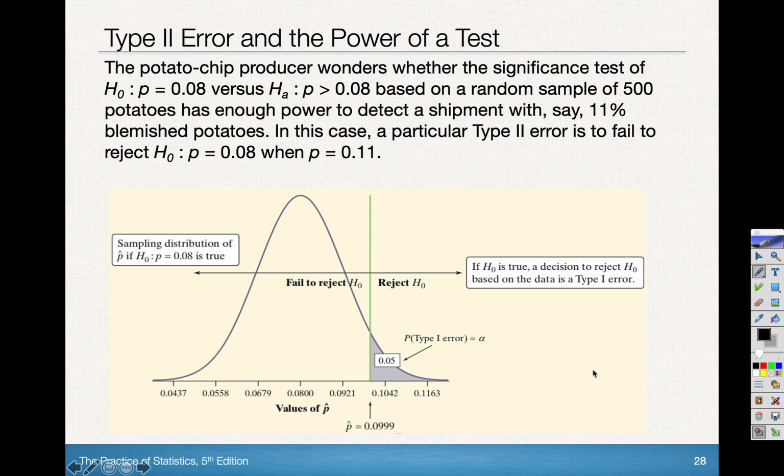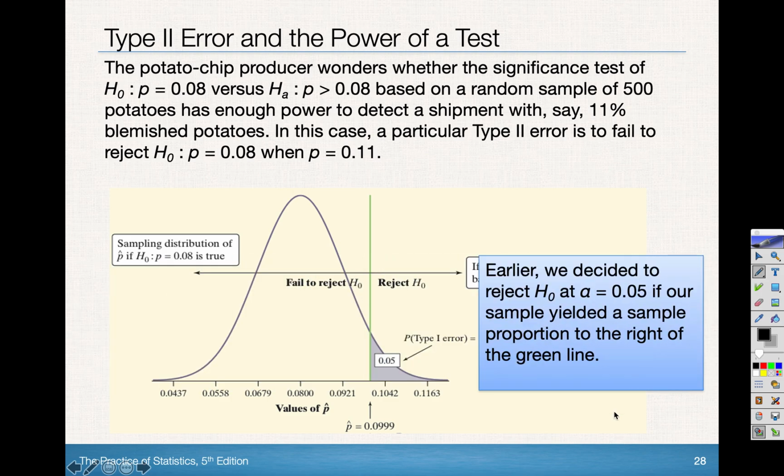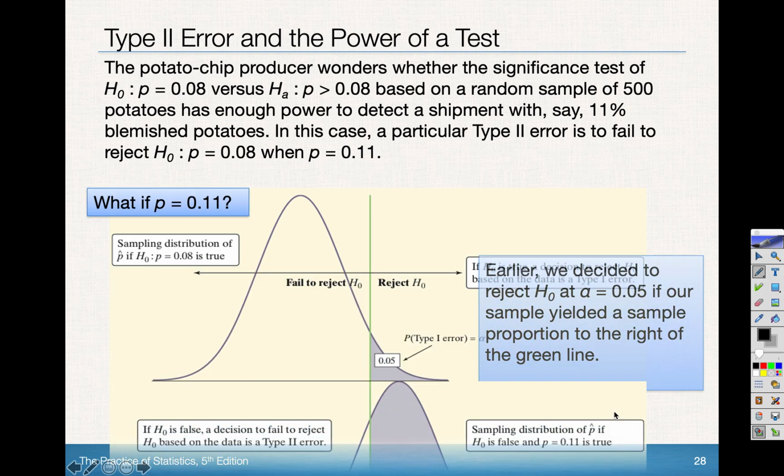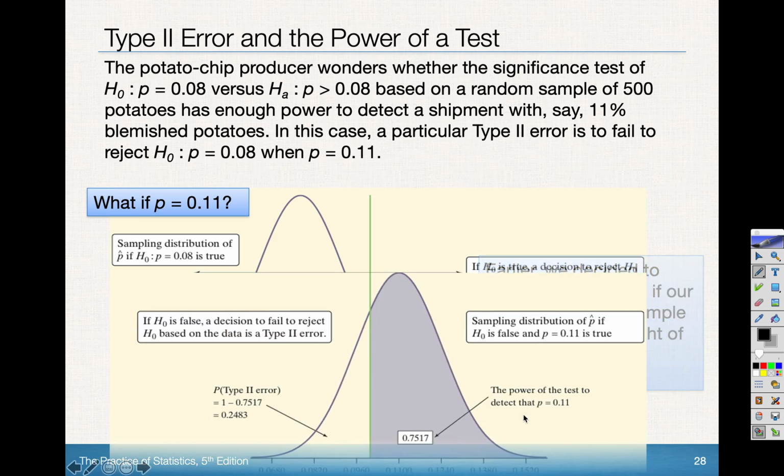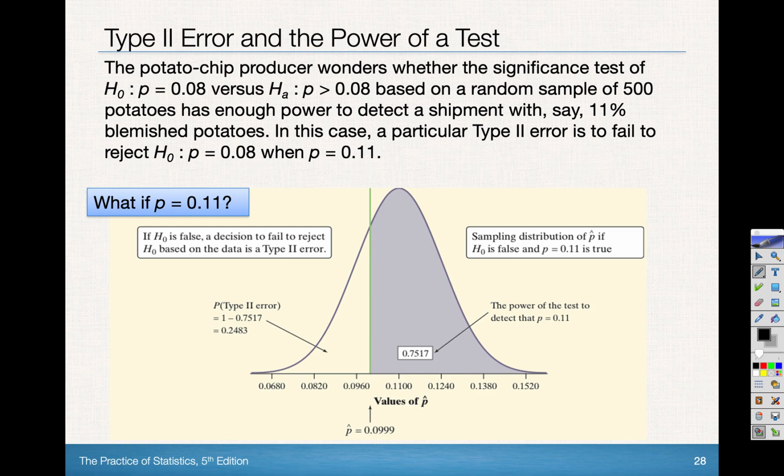Really, the distribution looks like this. Here's 0.08 center, but that's not the real center of my sampling distribution because we are testing it against 0.11 because the truck driver knows that 11% of the potatoes have blemishes. So the true parameter is 0.11. So this is the actual sampling distribution, centered at 0.11. This is still my cutoff value. Doesn't change. Right? My cutoff value doesn't change.